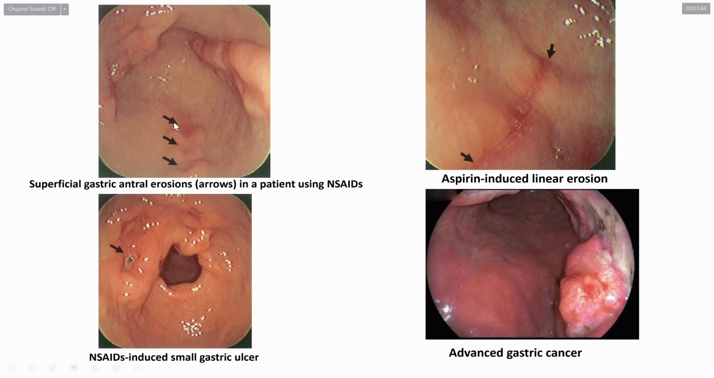Okay, gastric erosions, can you see? It's like a scratch. Gastric ulcer, this is non-steroidal induced, pre-pyloric. This is erosions as well. An ulcer is to the muscularis propria. This one is only superficial, and this is an advanced gastric cancer.